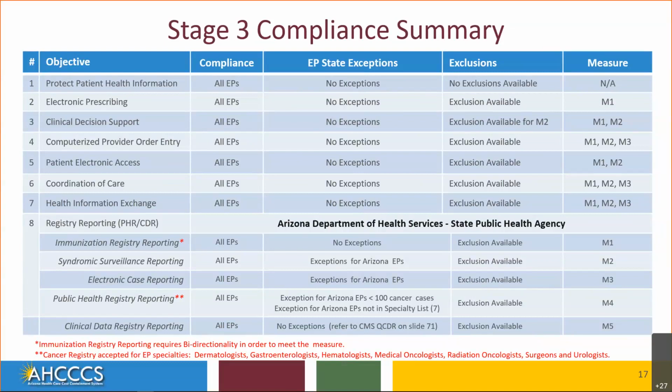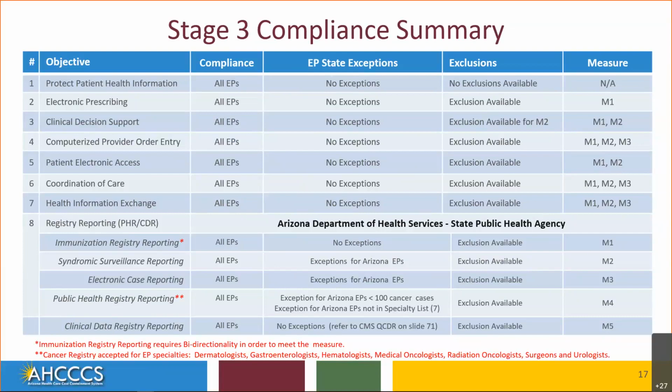However, if you go down to the third objective, which is clinical decision support, you can see in the far right column that there's a measure 1 and a measure 2. Keep in mind for the public health reporting towards the bottom, which is objective 8, there are multiple different registries inside of it that you can attest to. So there's immunization registry reporting, syndromic surveillance, multiple different measures that a provider needs to meet.